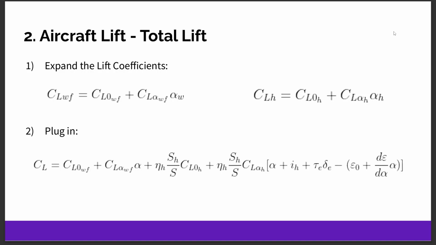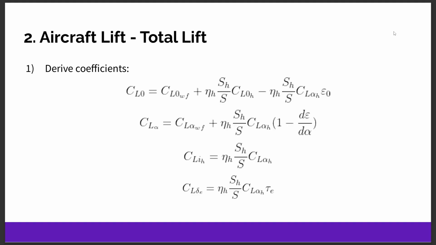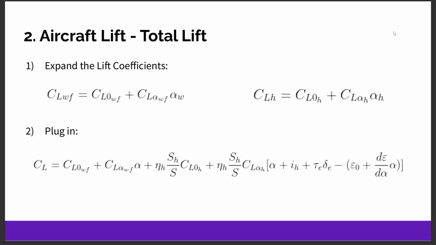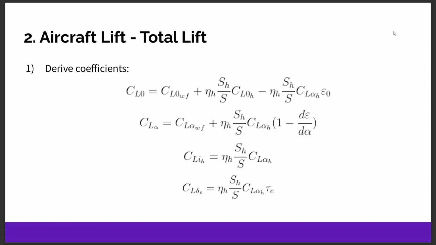As for CL0, what you need to do is to take the equation at the bottom and set your alpha, IH, and delta E all equal to 0. And what you would get is what's seen here on this slide. So at the top, when you set your alpha, IH, and delta E equal to 0, this is what's left. And then for the three following equations, these are basically the partial derivatives of the equation at the bottom here with respect to alpha, with respect to IH, and with respect to delta E. And this is what you would get.